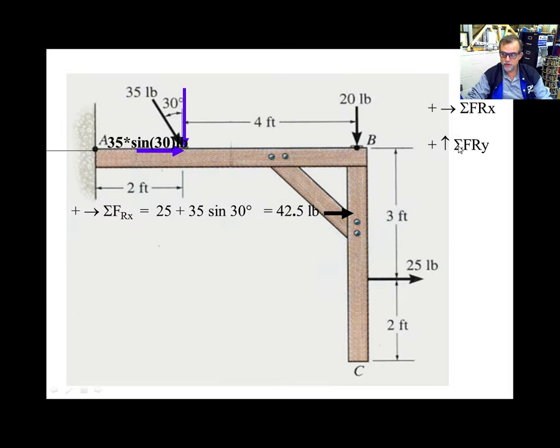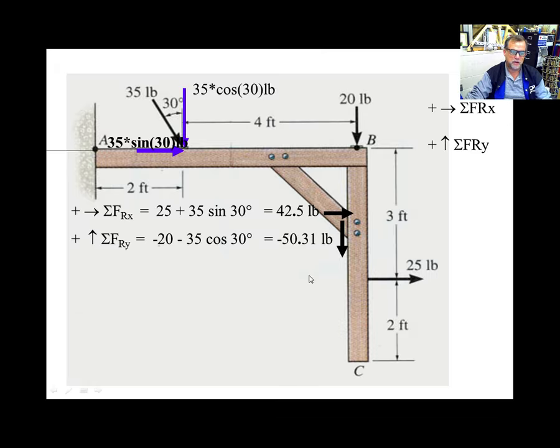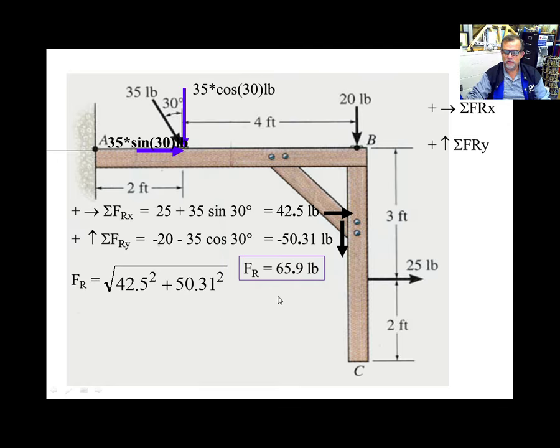If we say positive acts up, this is going to be negative, and it's going to be cosine 30 because it's adjacent. So it's going to be 35 cosine 30 negative, and 20 also here. So it's going to be basically 35 cosine 30 and 20, and both of them are going to be negative or acting downward. Once you have those, you have basically the resultant force. If you want the magnitude of the resultant force, it's going to be the square root of this square plus this square, and that's the magnitude of the resultant force.